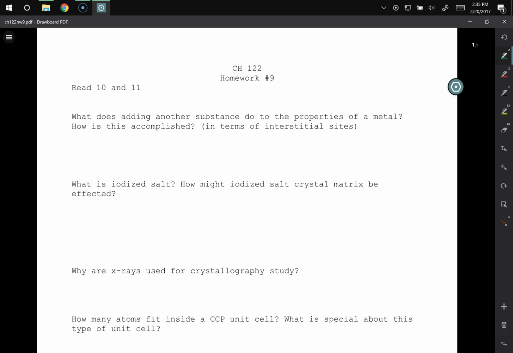Okay, this first one here. What does adding another substance do to the properties of a metal? How's this accomplished? Some of its properties. Okay. You're adding to the metal.